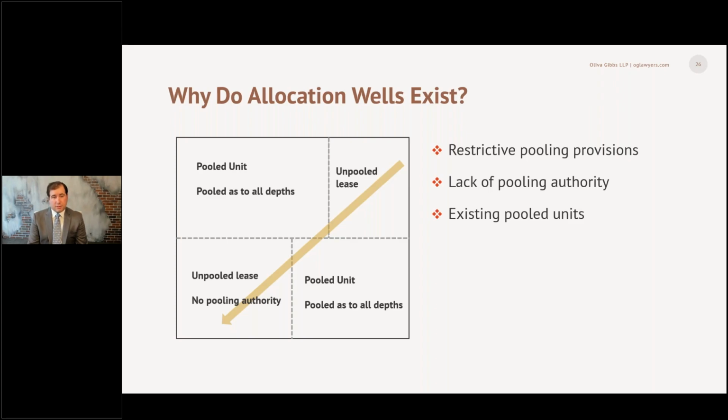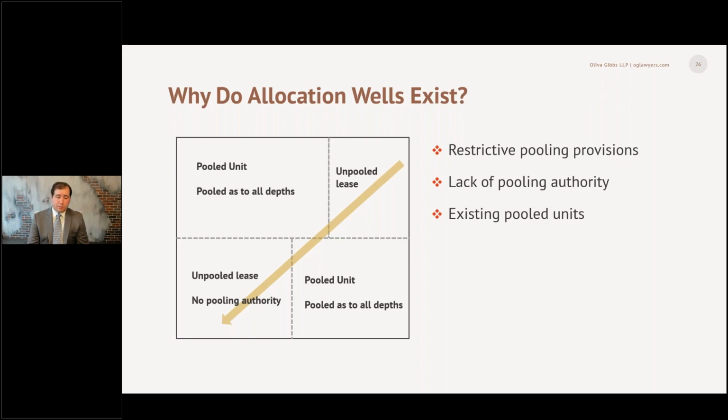If you're looking at this graphic, you're wondering how we are going to do this. There's no pooling authority in this lease, and there are two pooled units in these other ones that cover all depths. This is why allocation wells basically came about. This is the way to drill a well that's going to drill across all of these separate tracts and units and be able to recover all of that production that may have been missed if you weren't able to drill these wells.